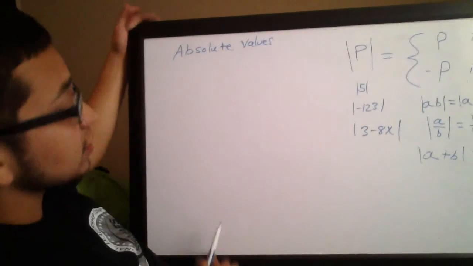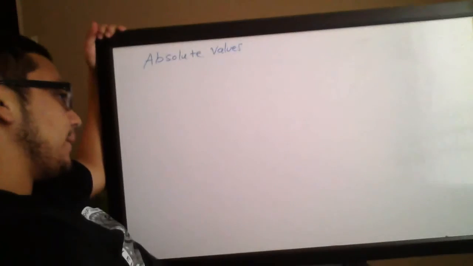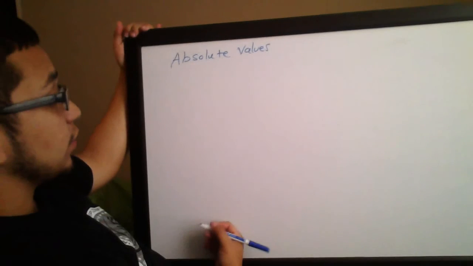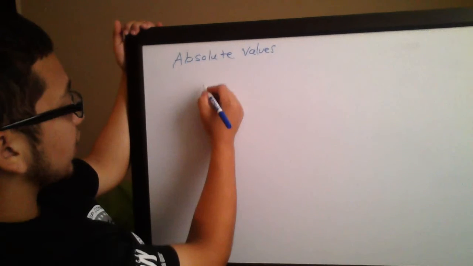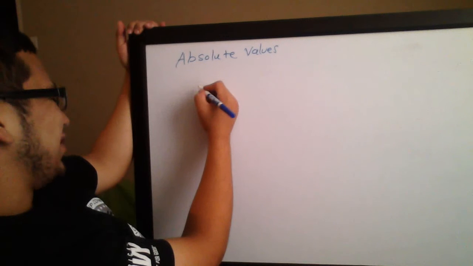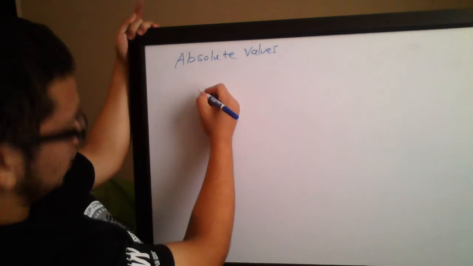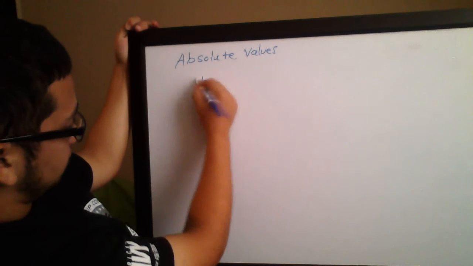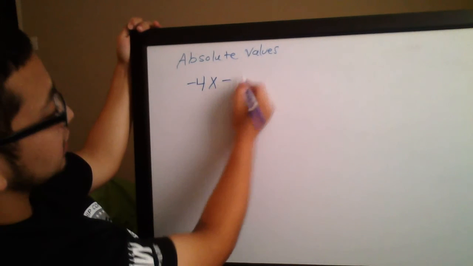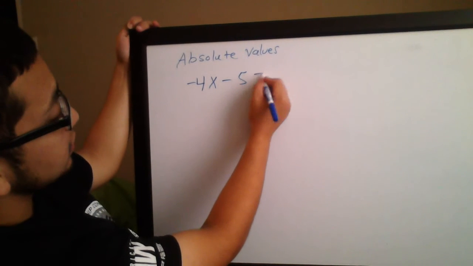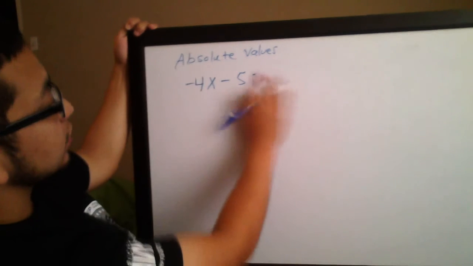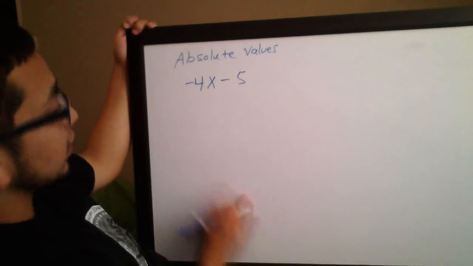Alright, so one more example on absolute values. So here's another example. Let's say we had negative 4x minus 5 is equal to 0. What is the absolute value of negative 4x minus 5?